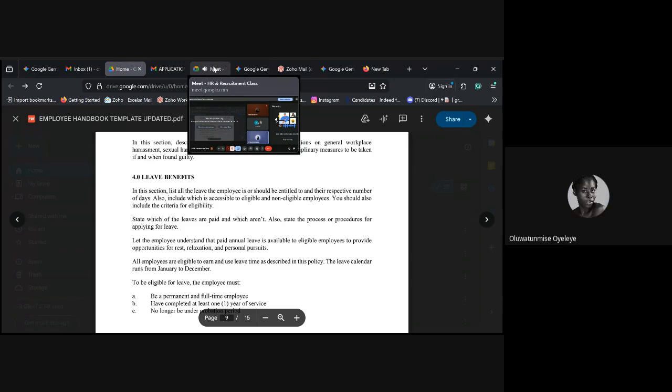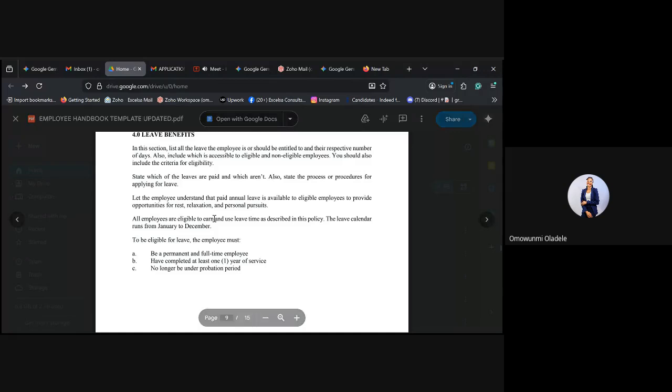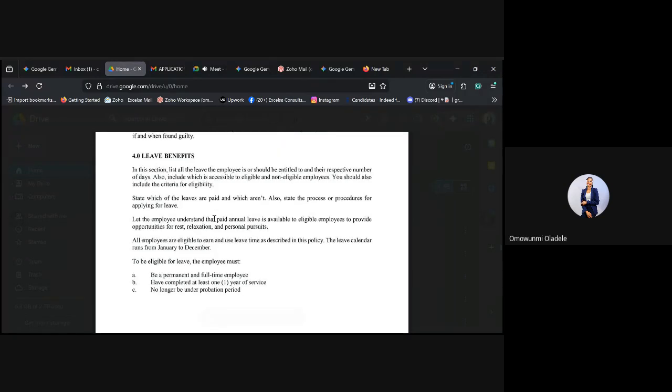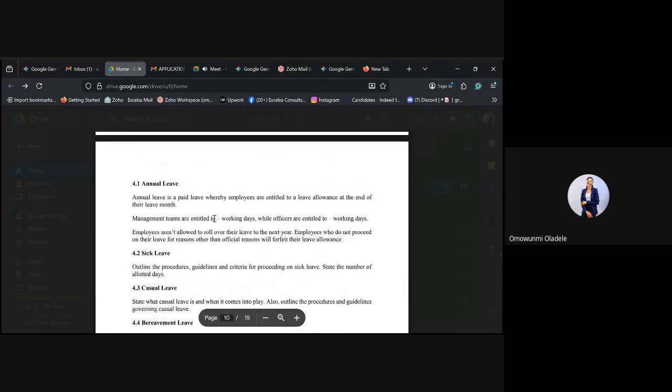Yes, ma'am. All right. So some states, especially for civil servants and federal government, have started enforcing 6 months maternity leave for civil servants. But the private sector is still very keen on 3 months maternity leave.